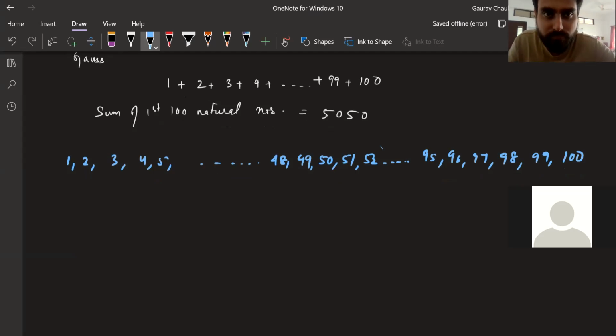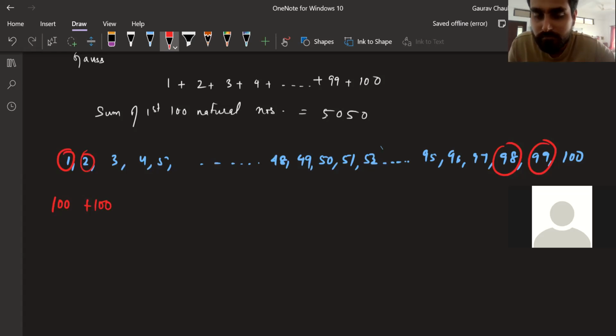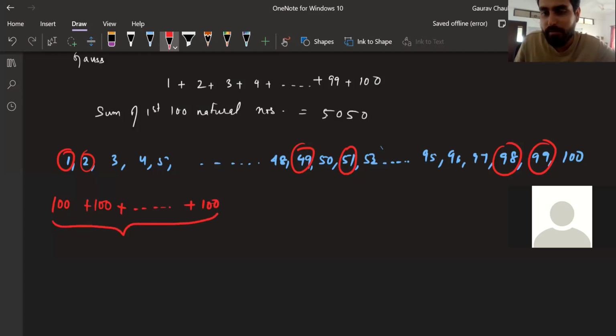Sir, 99 plus 1. So you're taking 99 plus 1 and writing that as 100. Then 98 plus 2 is also 100. Like that it will continue till 49 plus 51, that's also 100. So like that it will continue and you will get plus 100 again. How many times will this be, Manisha? Sir, 50 times. Are you sure it will be 50? Because I'm a little doubtful of that.